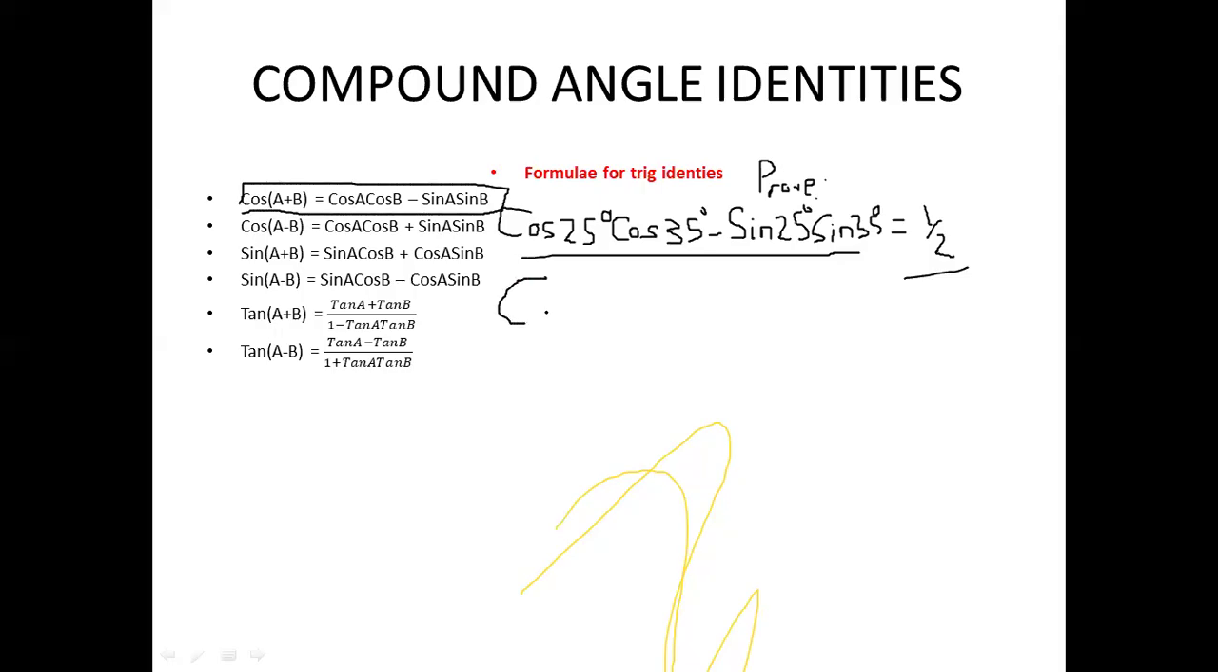So we shall have our cos of 25 plus 35, which will be cos 60. And that's the answer. We all know cos 60 is a half.